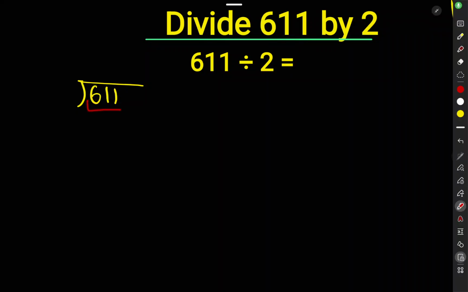Divide 611 by 2 in long division method. So 2 times 3 means 6. On subtracting we get 0.